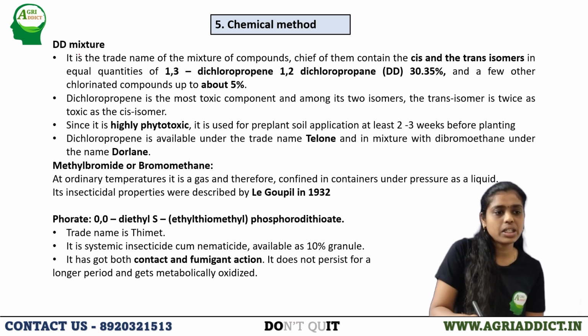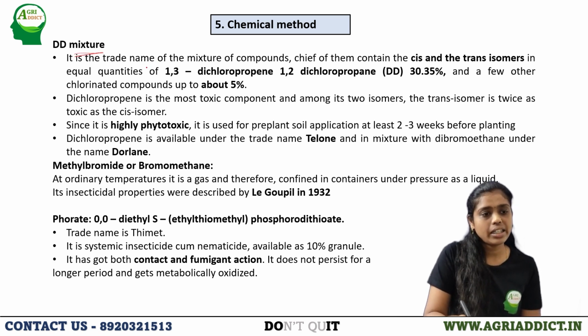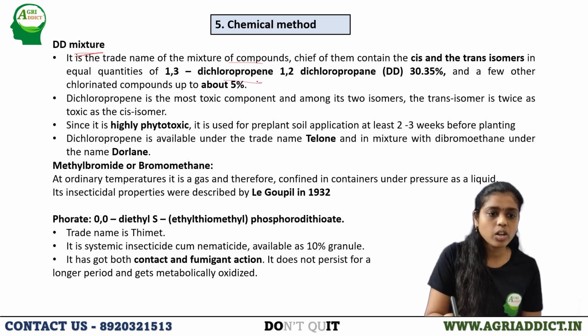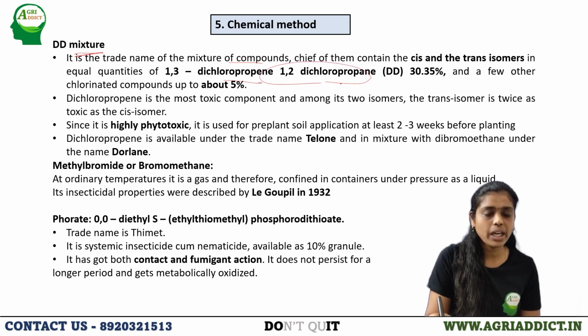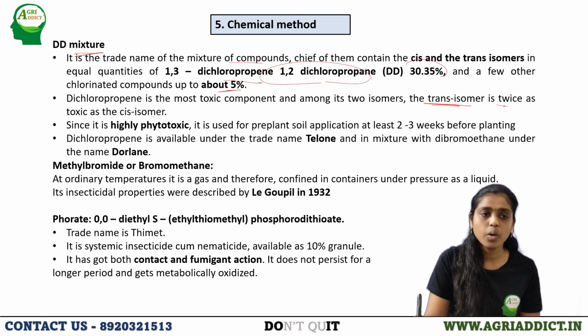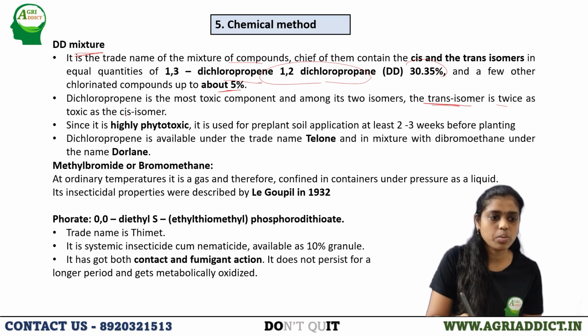And next is the DD mixture, which is a trade name for a mixture of compounds mainly consisting of cis and trans isomers of 1,3-dichloropropene and 1,2-dichloropropane in 30-35%, and other chlorinated compounds at around 5%. Out of the cis and trans isomers, the trans isomer is more hazardous, that means it is twice as toxic as the cis isomer.